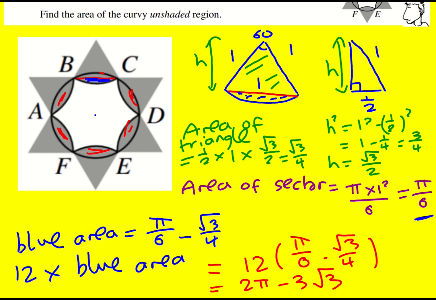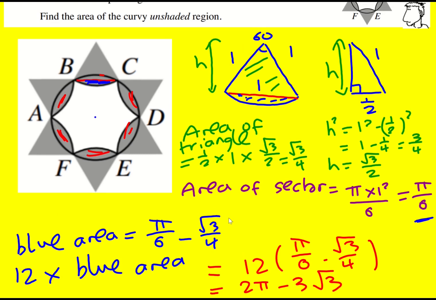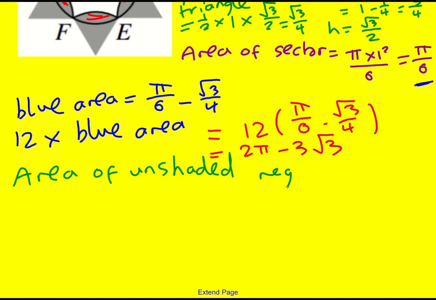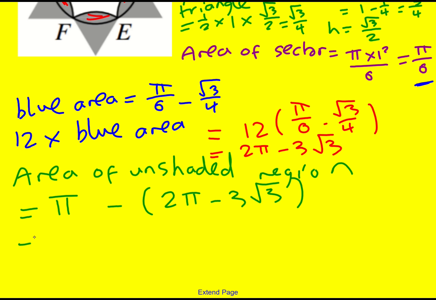root 3. And hence the area of the unshaded region is going to equal pi, the area of the circle, minus the area of these shaded parts, which is going to become pi minus 2 pi, but then this is a double negative, so it'll be plus, so 3 root 3 minus pi.